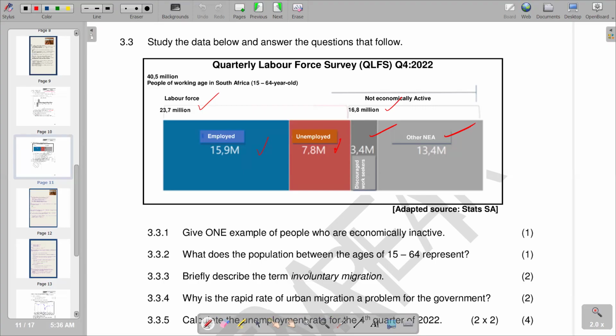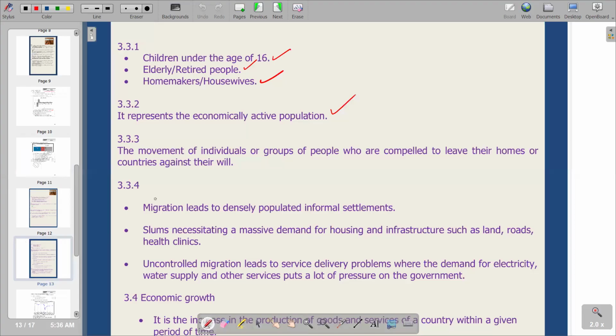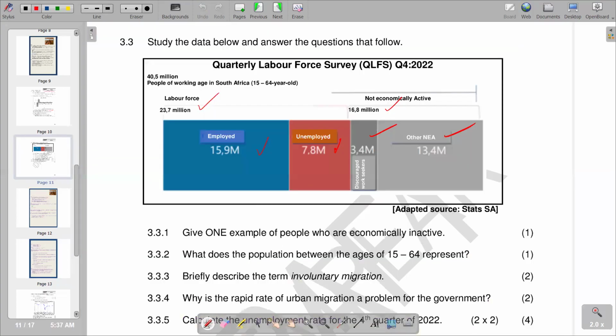So we are having an involuntary migration. The brief description that we have in terms of involuntary migration, we can see here, is the movement of individuals or groups of people who are compelled to leave their homes or countries against their will. So that's where the essence is, that this activity is happening against their will. So this is the explanation that we have on 3.3.3.